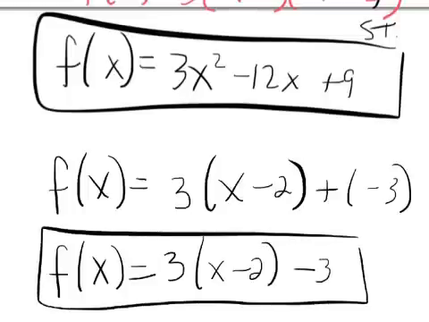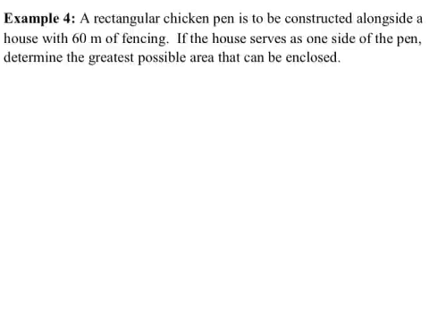Next problem. For the next example, we have a rectangular chicken pen. So imagine there's chickens housed in a little pen. It's a pretty big pen, and they're allowed to roam freely. 60 meters of fencing, it's a lot of fencing. Maybe they're getting transported, whatever it is. It's constructed alongside of a house, and the pen has 60 meters of fencing.